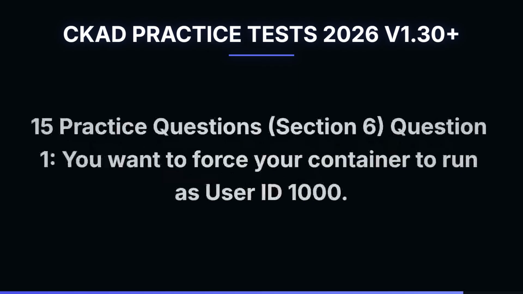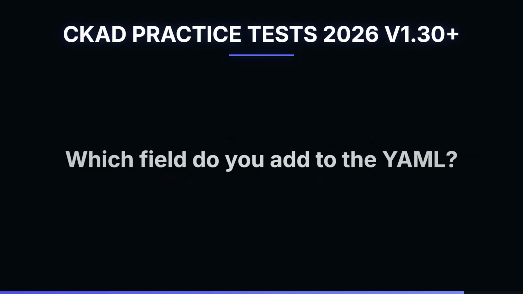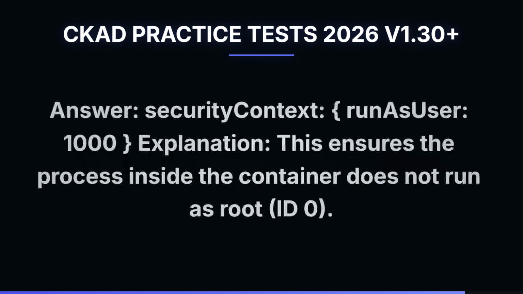15 Practice Questions, Section 6, Question 1. You want to force your container to run as user ID 1000. Which field do you add to the YAML? Answer: security context, run as user 1000. Explanation: this ensures the process inside the container does not run as root, ID 0.